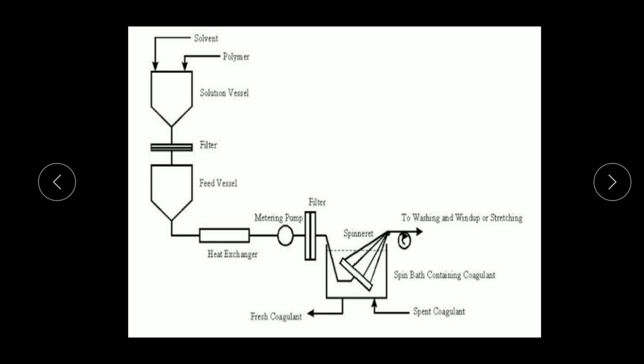Then the polymer materials are fed into the spin bath. Once fed into the spin bath, the process of twisting is done with the help of the spinneret. The stretched polymers are finally wound over the rollers, which means the process is done. Hope you understand how it works.